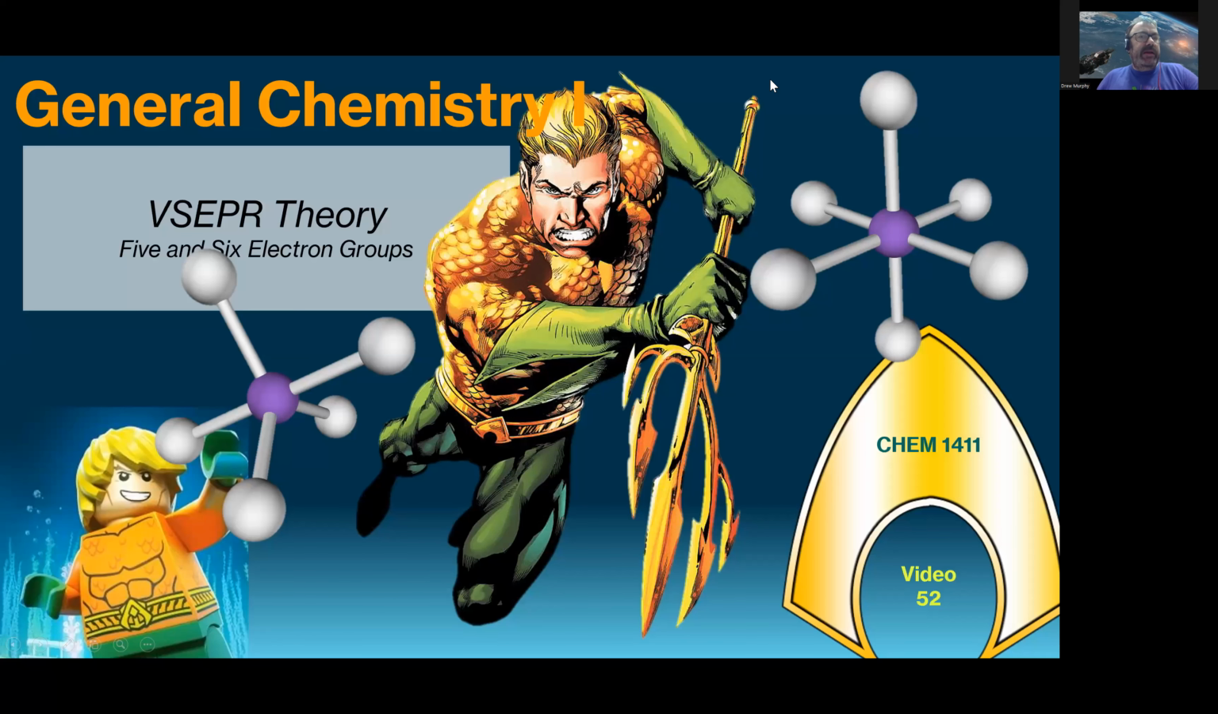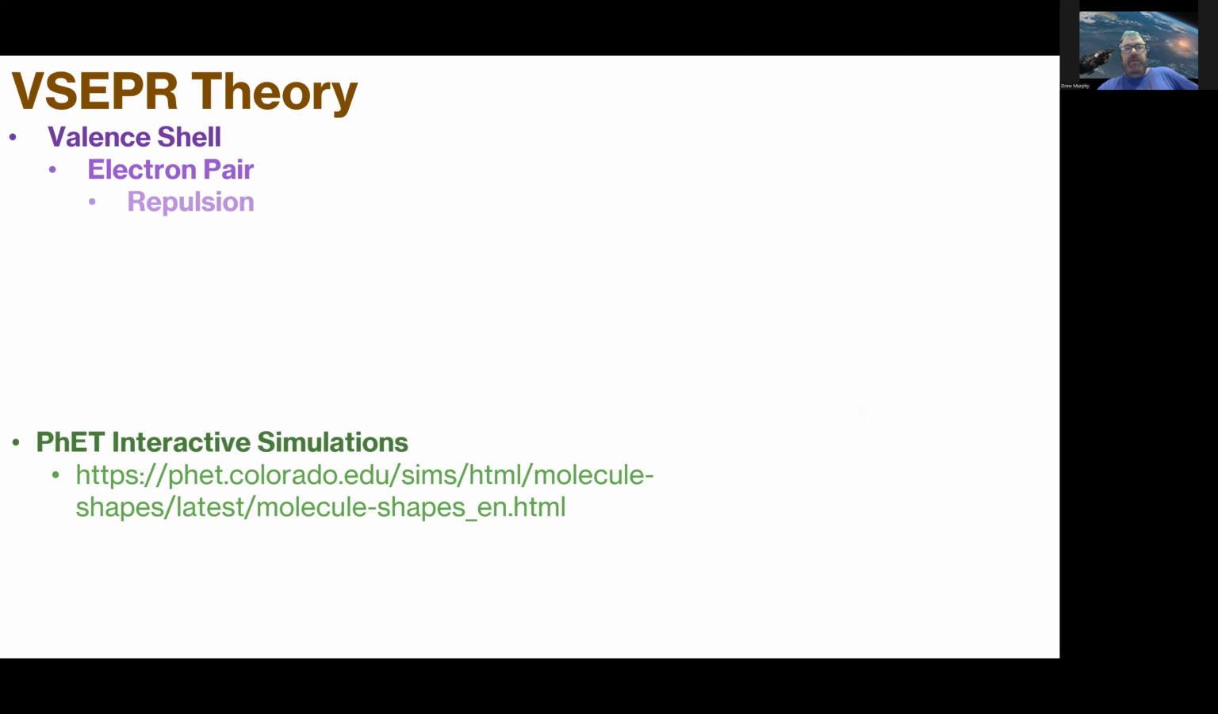Okay, we are back at it, deep in the VSEPR theory. We're going to finish this up by talking about 5 and 6 electron groups as we wrap this up. Remember, we're thinking about geometry of stuff. Remember, electrons want to be as far away from each other as possible. This gives us valence shell electron pair repulsion. That's what VSEPR theory stands for.